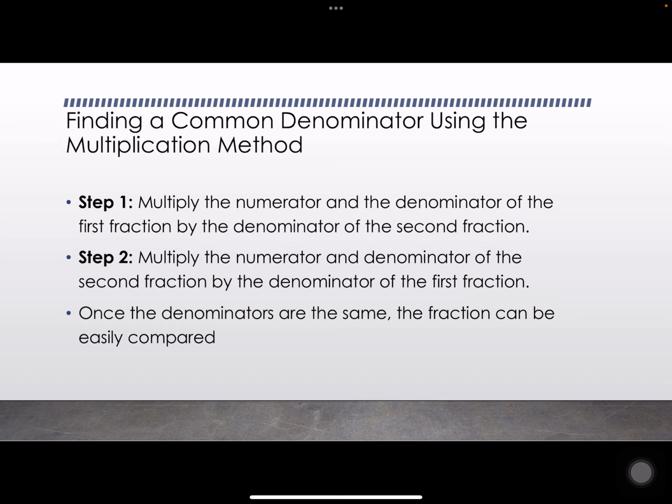The first method for finding a common denominator is the multiplication method. This is probably the quickest way to transform two fractions into something comparable. You start by multiplying the numerator and denominator of the first fraction by the denominator of the second fraction. Then you multiply the numerator and denominator of the second fraction by the denominator of the first fraction. This sounds complicated, but let's take a look at an example to help clarify what this means.